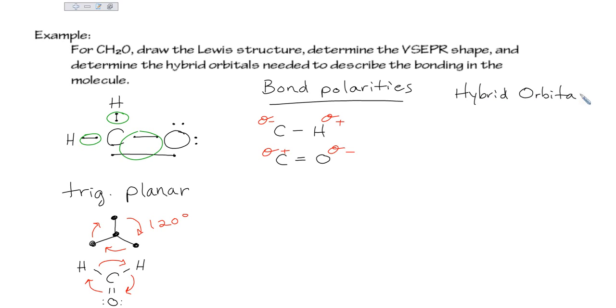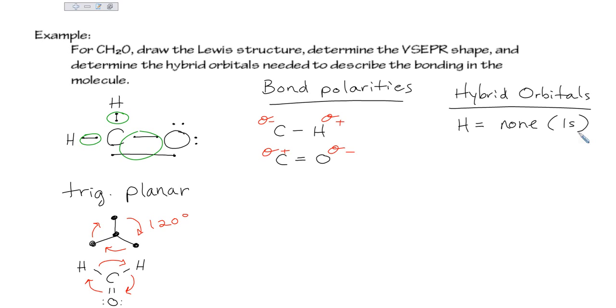Hybrid orbitals. Hydrogen? None. He only has that one s orbital. So if you only have one orbital, you can't hybridize. You need at least two orbitals to hybridize. So hydrogen does not have hybrid orbitals.